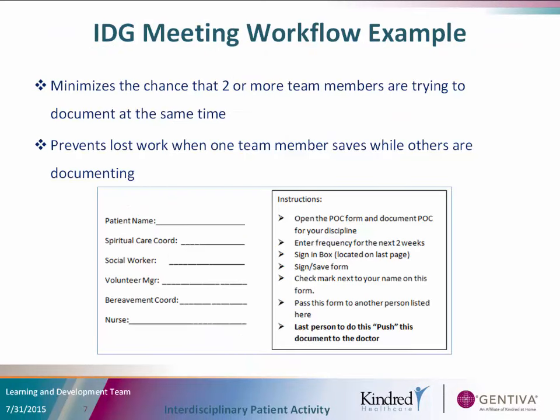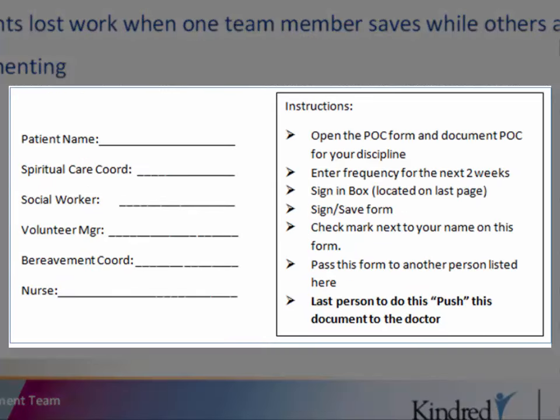In general, the MCP creates the IDG form and may initiate the paper document sample shown on screen. Using this form, each clinician will take turns opening the IDG form, reviewing the document, then signing and saving the IDG plan of care, checking off your name or discipline, and passing the workflow document to the next clinician. Passing the workflow document to the next clinician is the indicator that you are finished with your portion of the IDG plan of care.